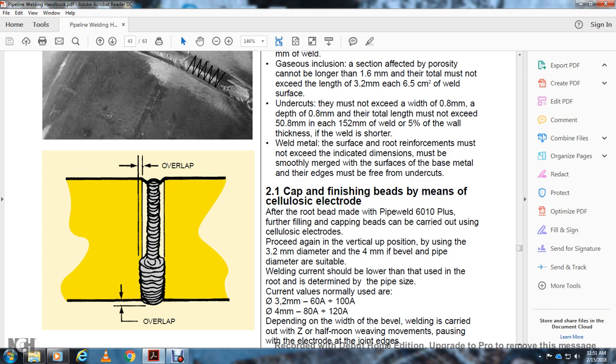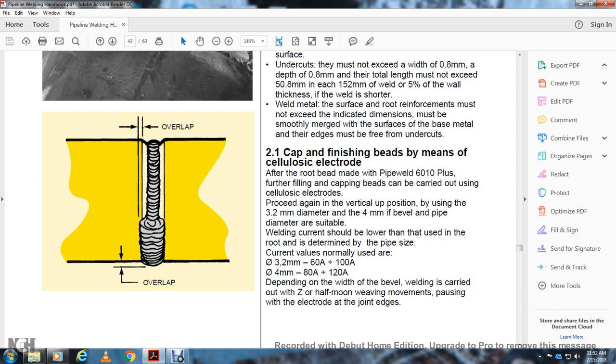2.1 Capping and finishing beads with cellulosic electrode. After the root bead of the pipe weld with the 6010, for the further filling and cap the piping can be carried out using cellulosic electrodes. Proceed again in the vertical position, using a 3.2 or 4 millimeter diameter electrode as suitable. The welding current should be lower than that used for the root of the pipe, with normal values for 3.2 millimeter of 60 to 100 amps, and 4 millimeter 80 to 120 amps, depending on the width of the bevel.